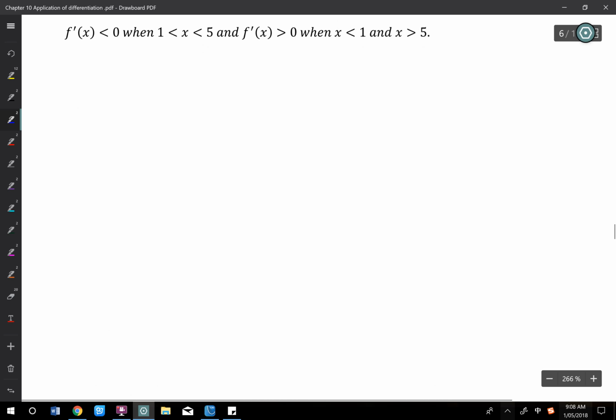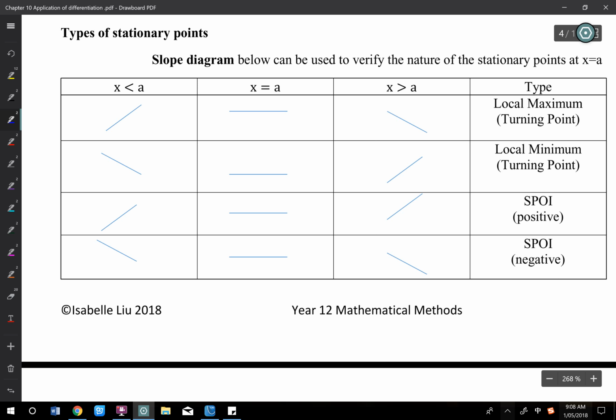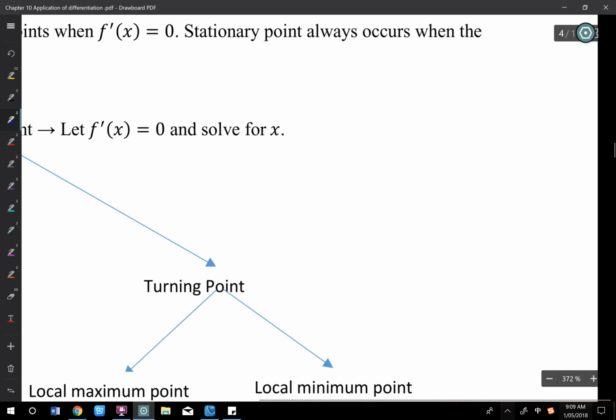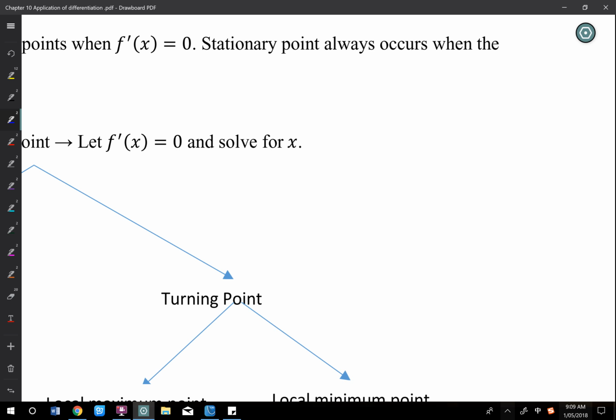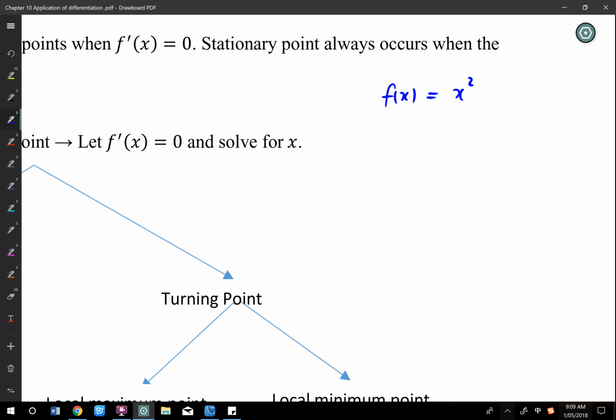But let's just briefly talk about the slope diagram. According to the gradient on both sides, you can see whether you have a local maximum, local minimum, or a positive or negative stationary point of inflection. But one thing I really want to emphasize is, let's just do the easiest one. Let's say we have f(x) equals x squared. Just imagine we don't know what the graph looks like, and I want to sketch it. This is an unfamiliar thing for me.